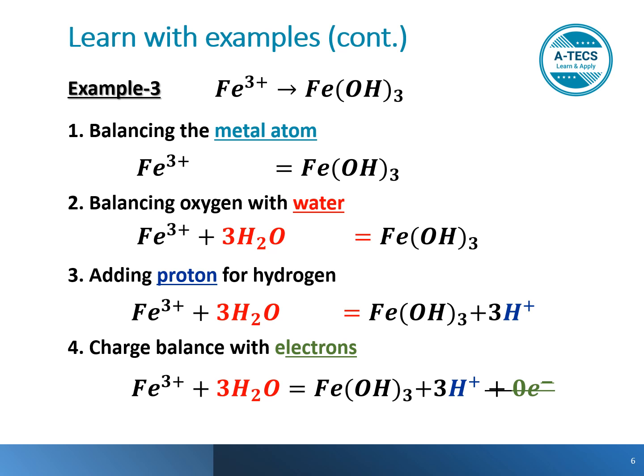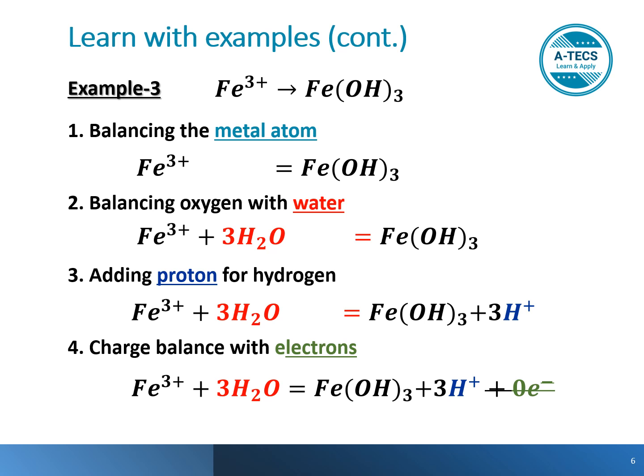The final example is about the conversion of ferric ions into ferric hydroxide. As you remember, the first step is checking the number of metal atoms on both sides. In this particular reaction, we have 1 iron atom involved on both sides. Therefore, there is no need to balance iron atoms. The second step is about balancing the oxygen with water. As you can see, we have ferric hydroxide in which 3 oxygen atoms are involved. Therefore, we added 3 water molecules on the left side of the reaction.